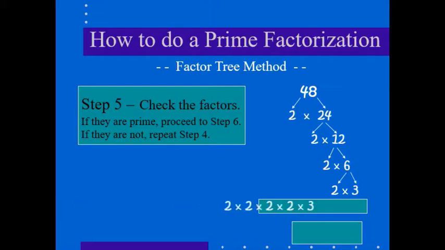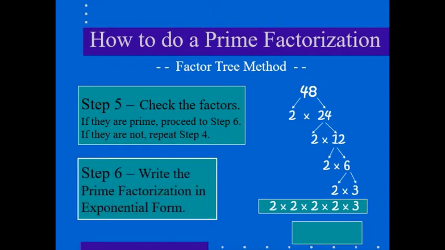Now, what we can do then is take all the branches and bring them into one single equation. Okay, so this is the prime factorization in the exponent form. So we've taken 48 and we've taken all the prime factors out of it. And if we times them together, these will all make 48. So 2 times 2 is 4, 4 times 2 is 8, 8 times 2 is 16, 16 times 3 is 48.